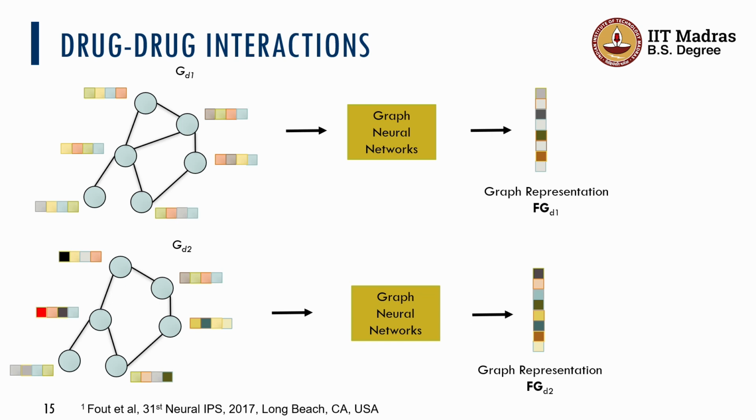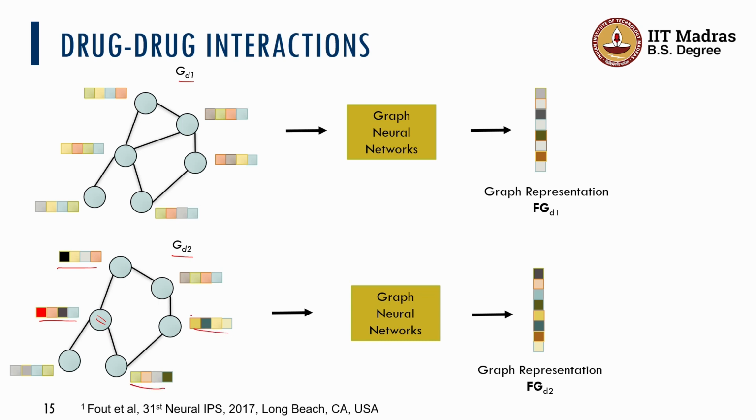So here we have a graph associated with molecule 1 and a graph associated with molecule 2. Here you can see that we have two different kinds of molecules, and hence the molecular graphs are different. Also, the node features are different because we have different nodes here.